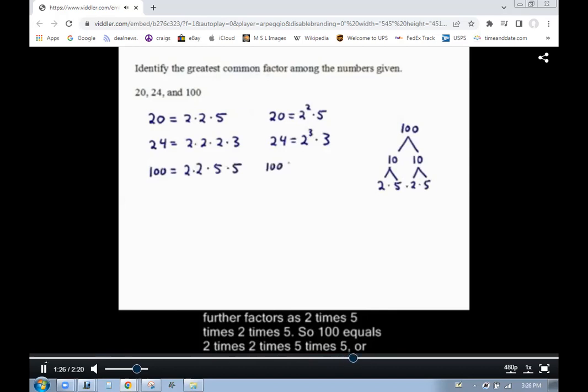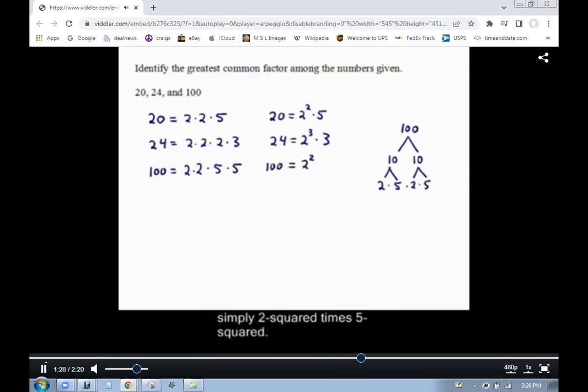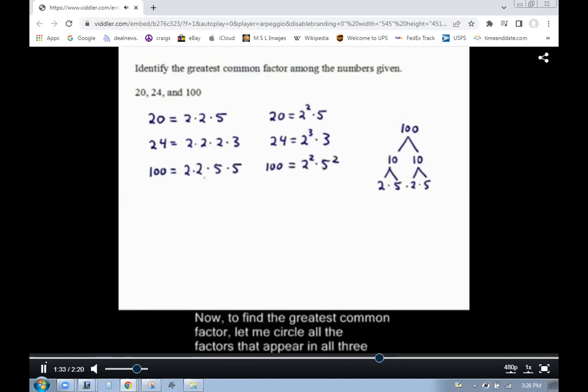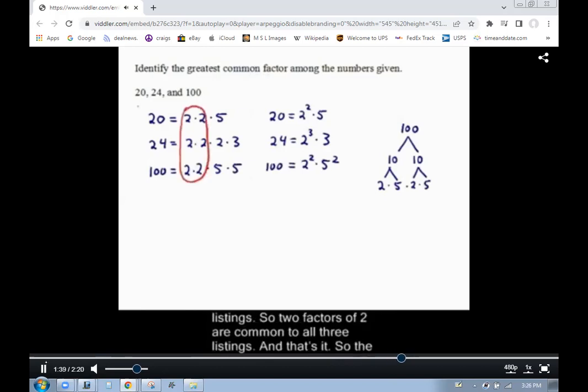Or simply 2 squared times 5 squared. Now to find the greatest common factor, let me circle all the factors that appear in all three listings. So 2 factors of 2 are common to all three listings. And that's it. So the greatest common factor is 2 squared, which is 4.